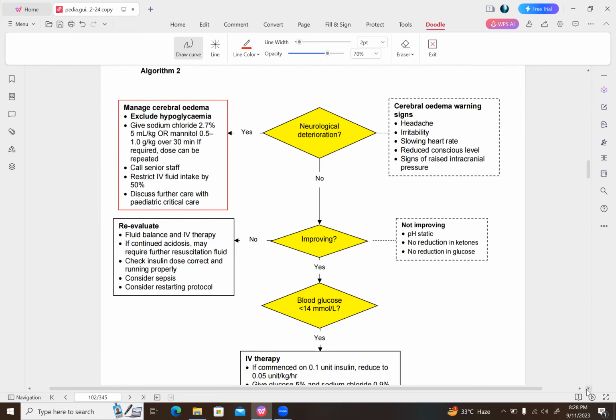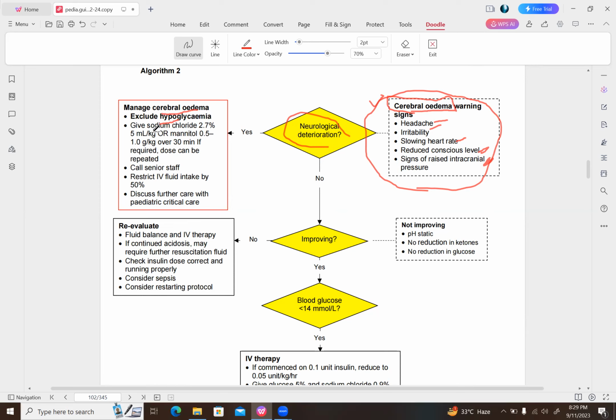Just remember, if there are signs of cerebral edema, what are the signs of the cerebral edema? It is a very serious complication of this correction of fluid. Okay, the patient complains of headache, or he becomes irritable, or heart rate becomes slow, that is the bradycardia, or there is reduced conscious level, or signs of raised intracranial pressure. Okay, so it means cerebral edema is developing. If there is neurological deterioration, we have to manage the cerebral edema and exclude the hypoglycemia.